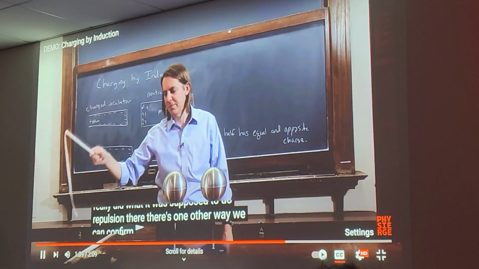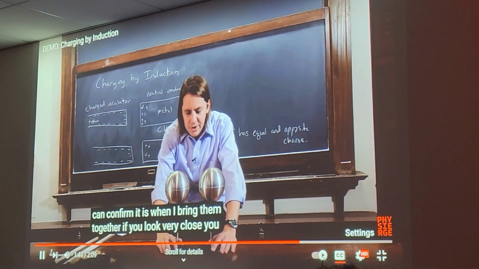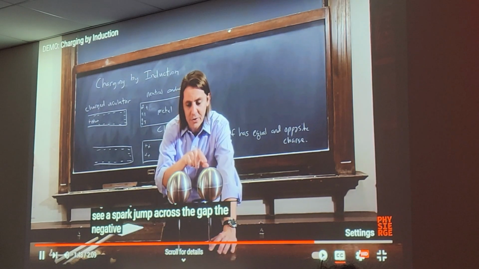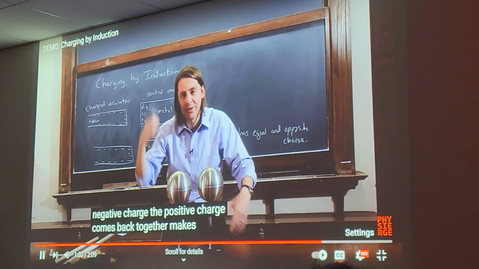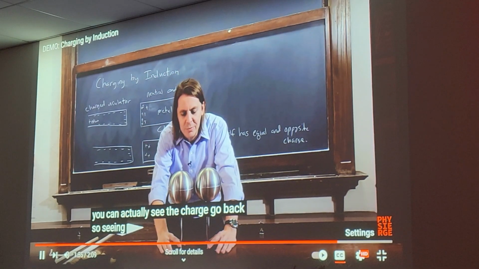There's one other way we can confirm it. When I bring them together, if you look very close, you can see a spark jump across the gap. The negative charge and the positive charge come back together, make a corona and an arc like we talked about before, and you can actually see the charge go back. So seeing is believing.